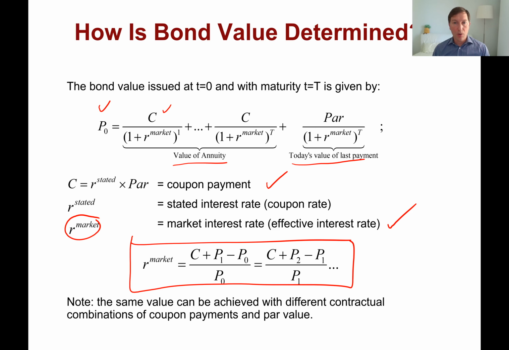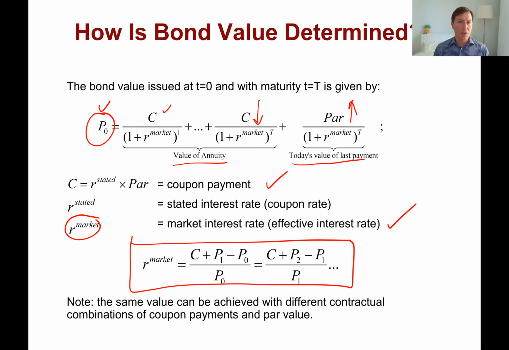Something important to note is that the same value of the bond can be achieved through different combinations of coupon payments and par value, right? Some firms prefer to minimize coupon payments to wait until some of their investments start paying off. In this case, they can reduce the level of coupon payment, reduce the stated interest rate, but at the same time increase the par value that they're going to pay in the end.